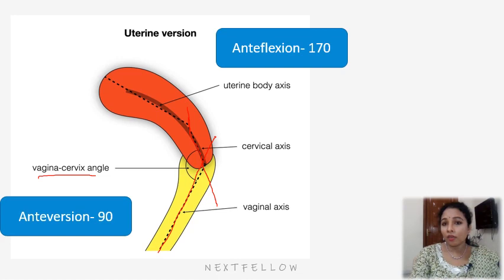Next, about the angle of anteflexion, it refers to the anterior bend of the uterus at the angle between the cervix and the body of the uterus. So, angle between the long axis of the cervix, then the long axis of the body of the uterus. This angle is the, I'll show it flat. This angle is the angle of anteflexion. So angle of anteflexion usually is around 170 degrees.